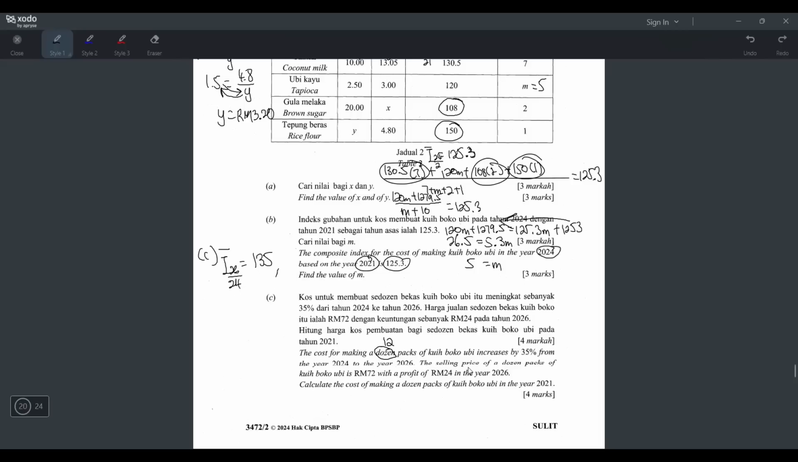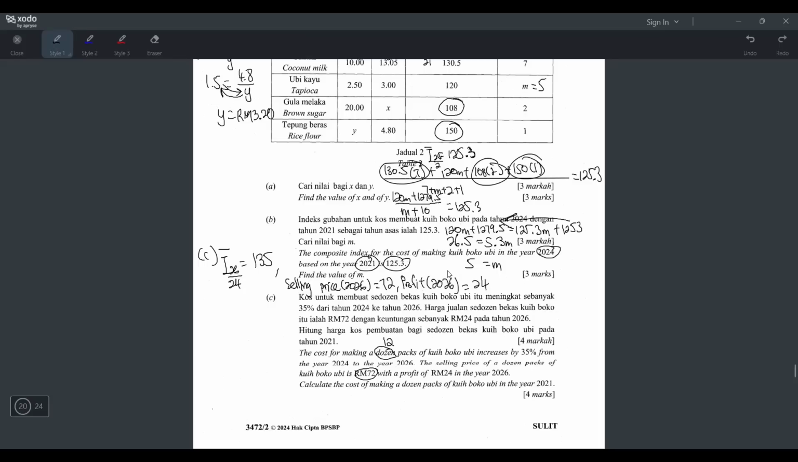That's the meaning. Okay, next one, it says the selling price of a dozen pack of kueh boko ubi is 72 ringgit. So this one is the selling price. Okay, I will write down the information. Selling price. But this one is in what year? Selling price for a dozen is 72 in the year 2026. So I'll just write 2026 equals 72. And then they say profit 24 ringgit in 2026. So profit for 2026 equals 24 ringgit.